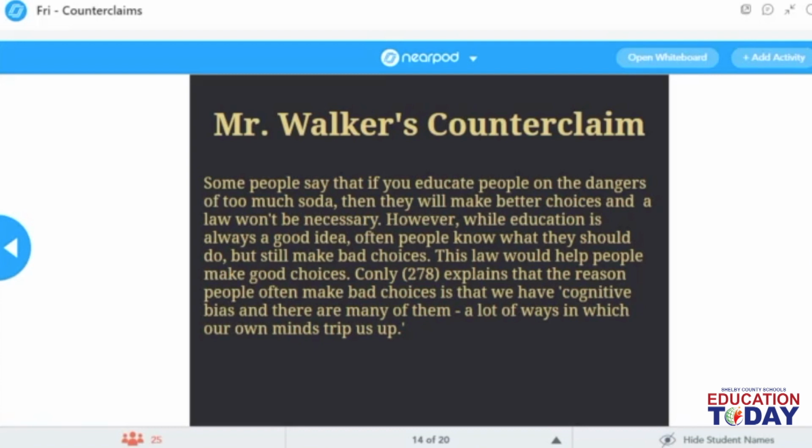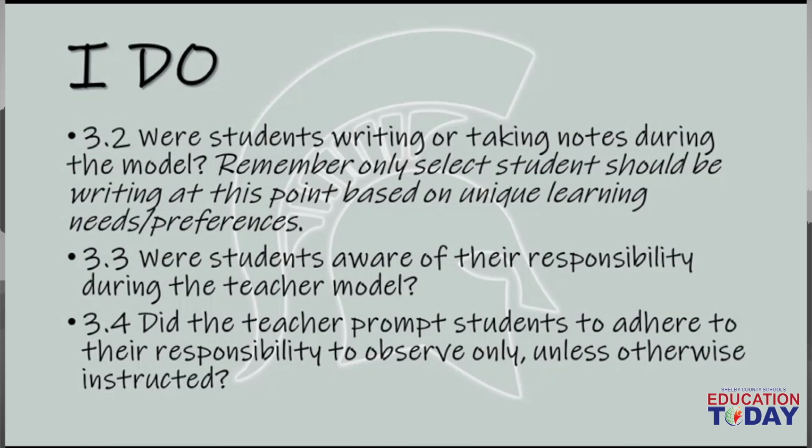Some people say that if you educate people on the dangers of too much soda, then they will make better choices and a law won't be necessary. However, while education is always a good idea, often people know what they should do but still make bad choices. This law would help people make good choices. Conley explains that the reason people often make bad choices is that we have cognitive bias, and there are many of them, a lot of ways in which our own minds trip us up. All right, raise your hand if you follow and understand writing a counterclaim paragraph.